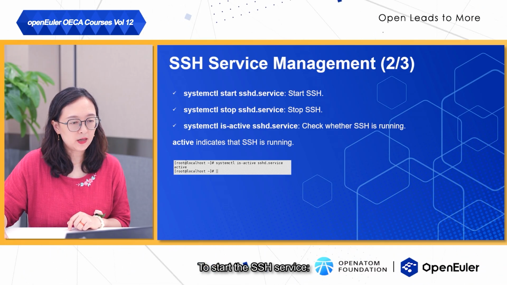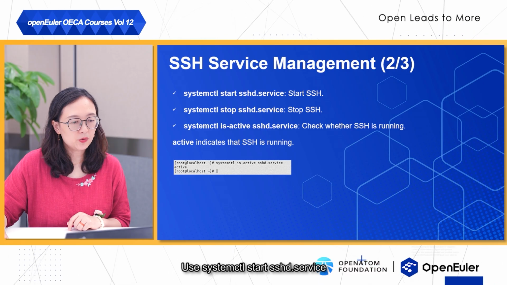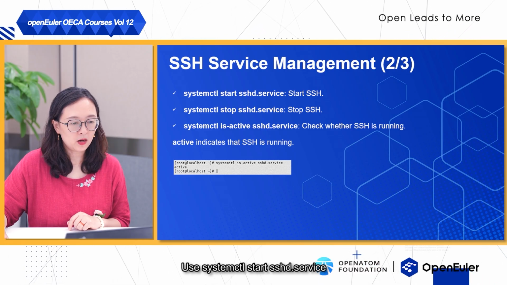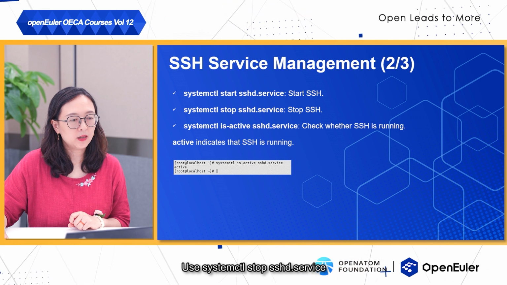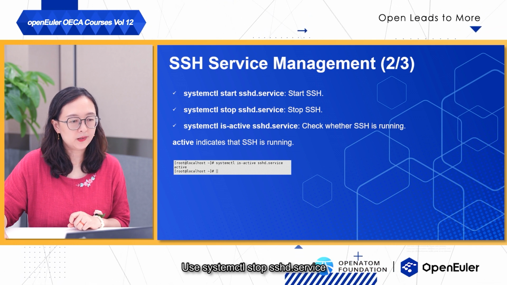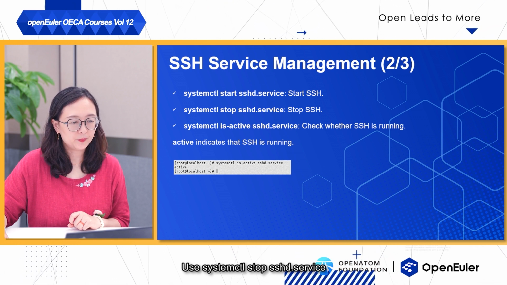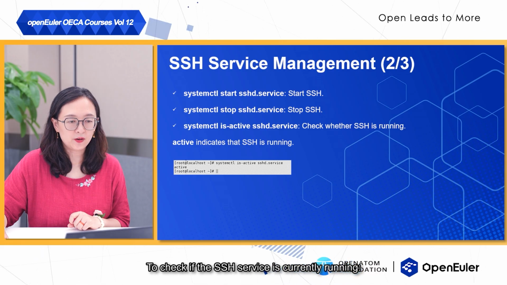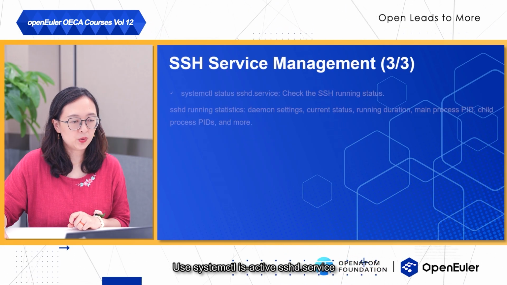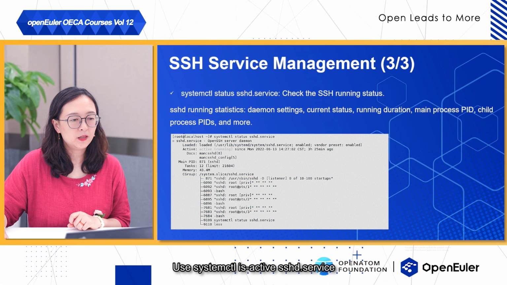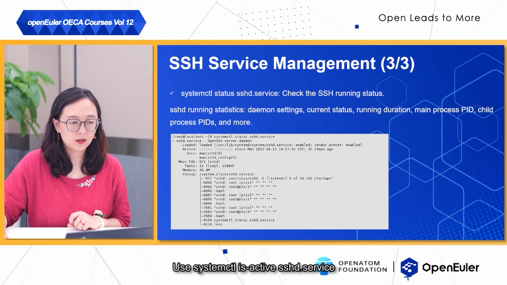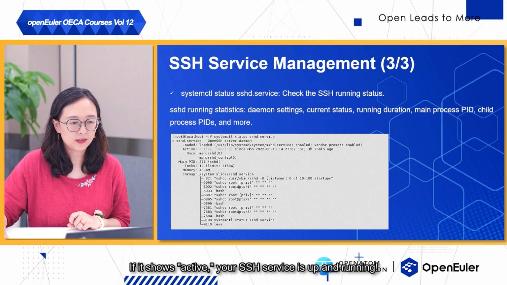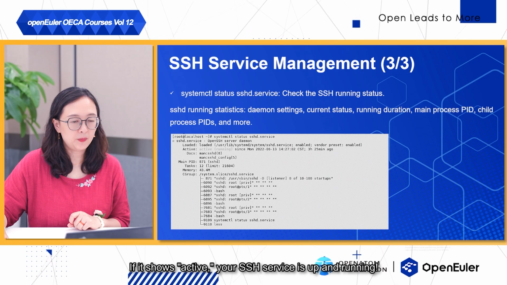To start the SSH service, use systemctl start sshd.service. To stop the SSH service, use systemctl stop sshd.service. To check if the SSH service is currently running, use systemctl is-active sshd.service. If it shows active, your SSH service is up and running.